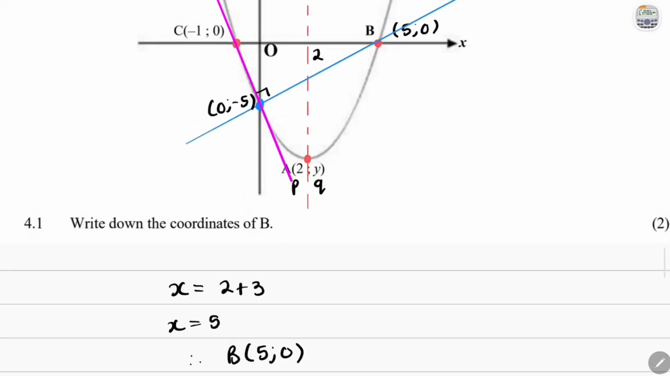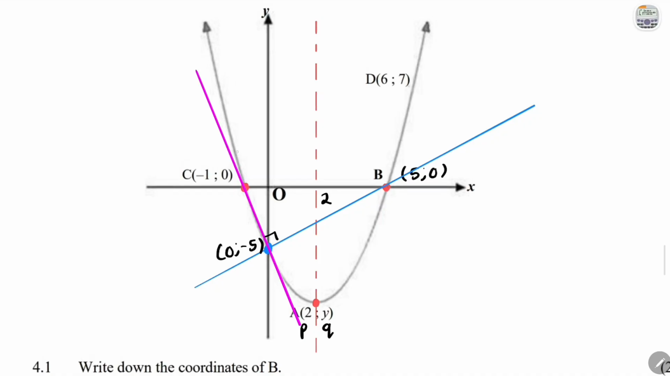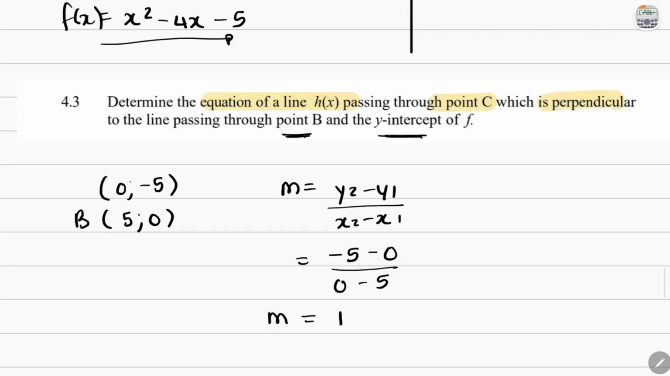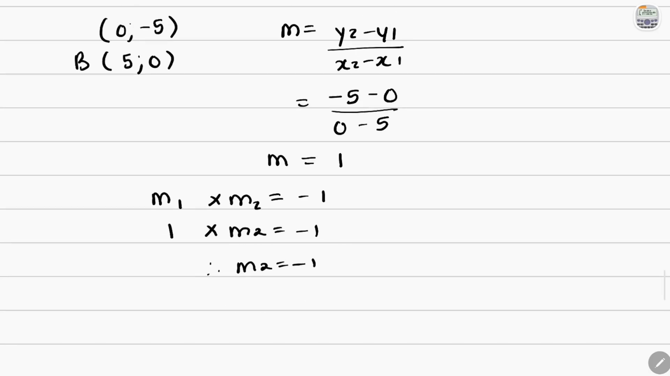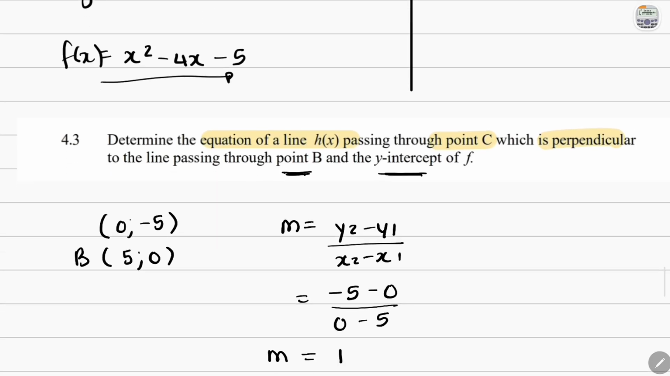So if the gradient of this line is 1, then what is the gradient of the line we are looking for if they are perpendicular? Perpendicular lines, here's what we know about their gradients. If two lines are perpendicular, then when you multiply their gradients, they will give you -1. This gradient is already 1. So the gradient of the line we are looking for would be equal to -1. Okay, 1 times -1 gives you -1. We know the gradient of the line we're looking for now.